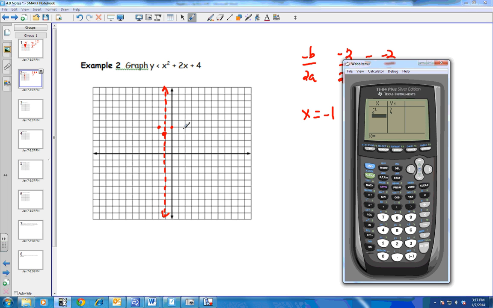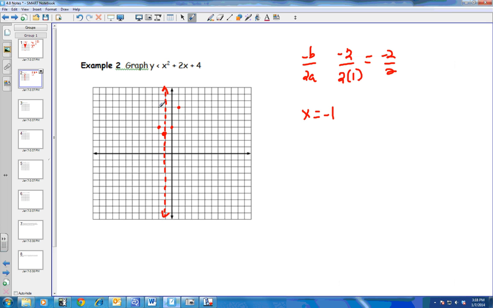Let's type in 2. Okay, it goes up 12, so I'm going to go back and type in 1. So when x is 1, my y value is 7. 1, 2, 3, 4, 5, 6, 7. So I know I have that same point over here on the other side.